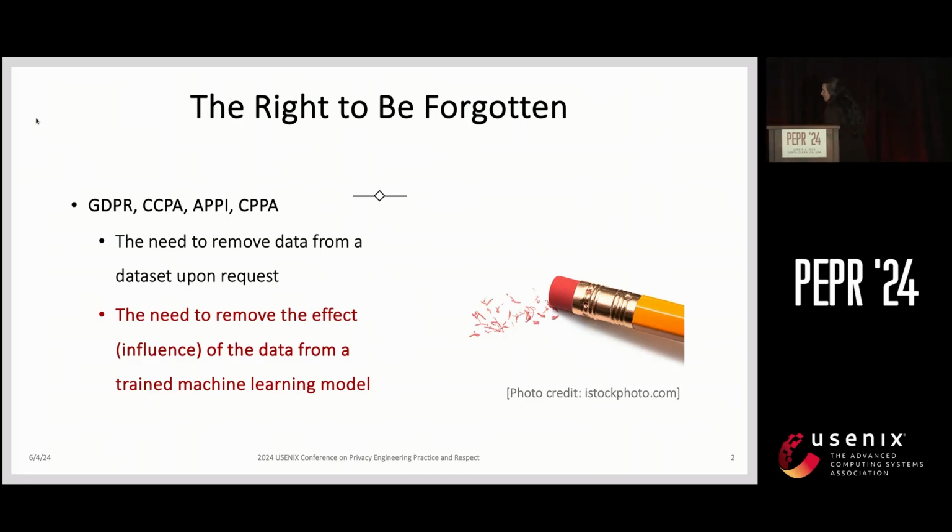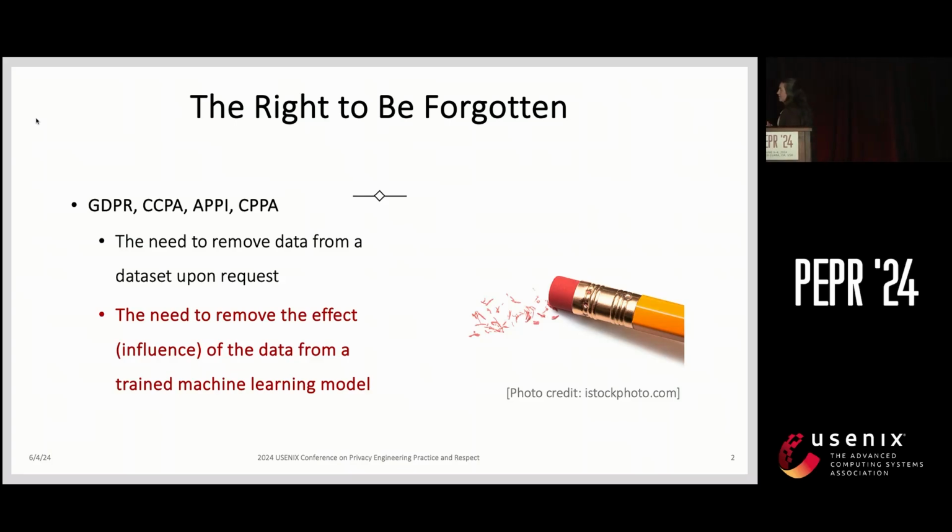And so all of these regulatory frameworks have something in common. They give the right to us as individuals and entities to request our data to be forgotten. And this, from the privacy perspective, is a great thing. But it comes with a challenge for us as privacy engineers and privacy practitioners, because it actually means two different things. It means remove the data from the data set, but also remove the effect or complete influence of that data that needs to be forgotten from any machine learning model that has been trained using the data.